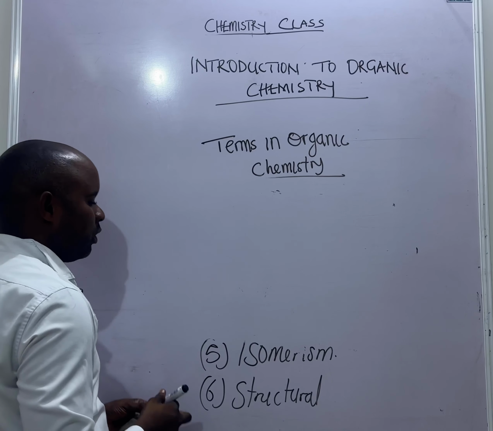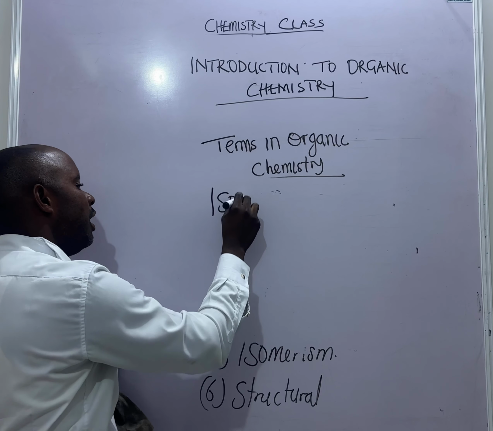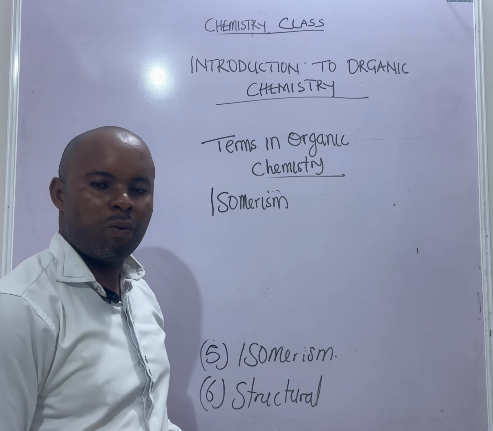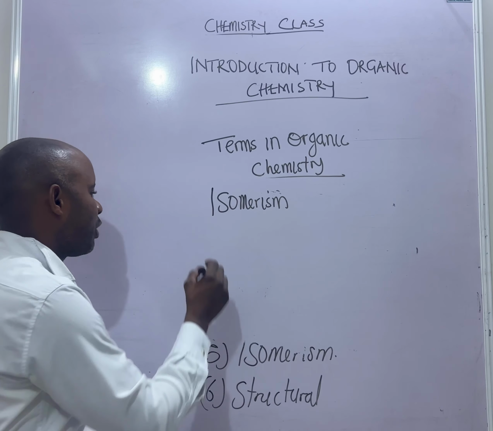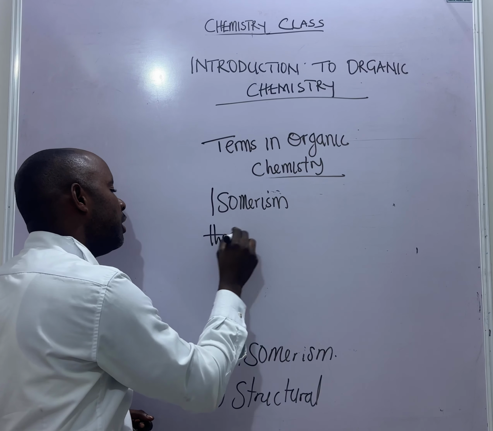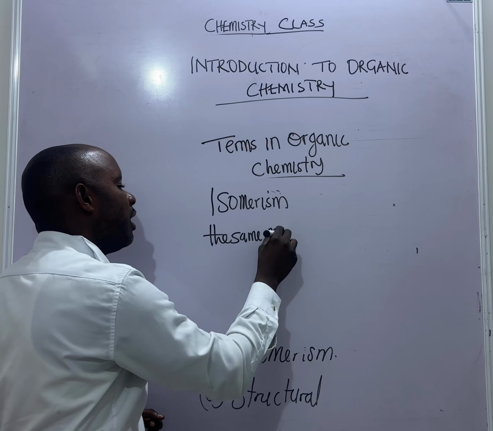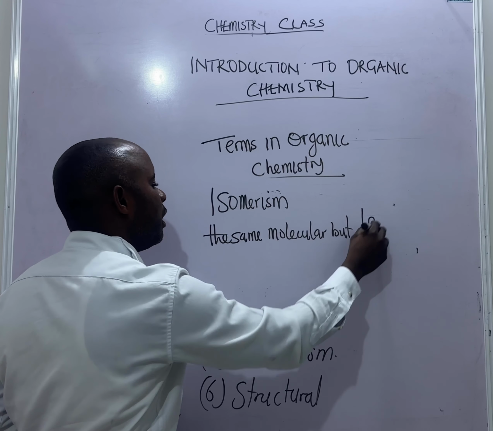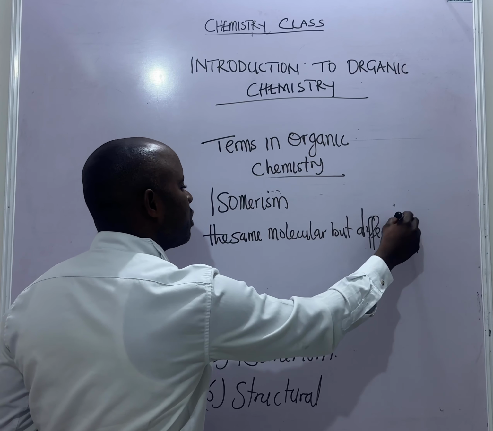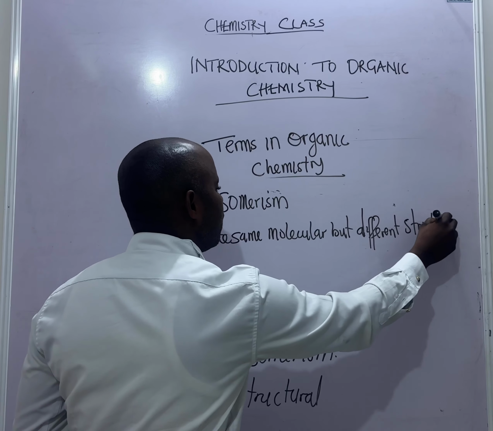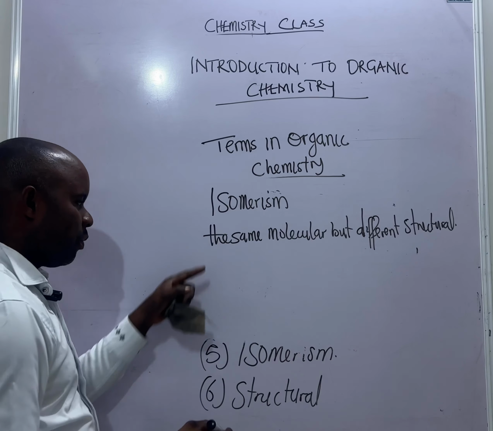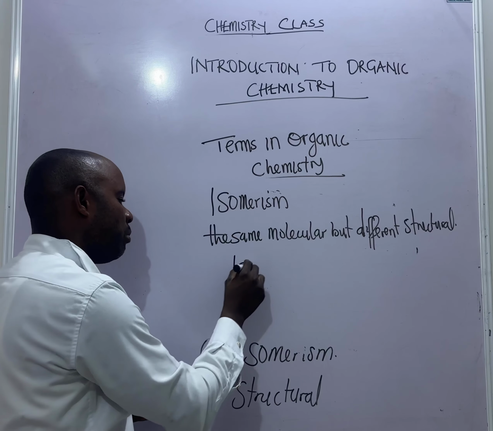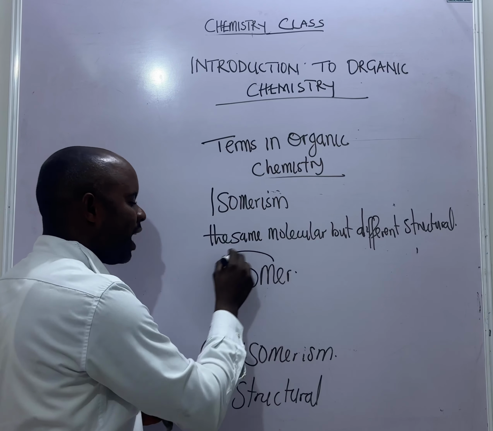So the next subtopic we're going to talk about is isomerism. We define isomerism as the existence of two or more compounds with the same molecular formula but different structural formula. They have the same molecular formula but different structural formula. So when they have the same molecular formula but different structural formula, what is produced at the end is known as isomers.